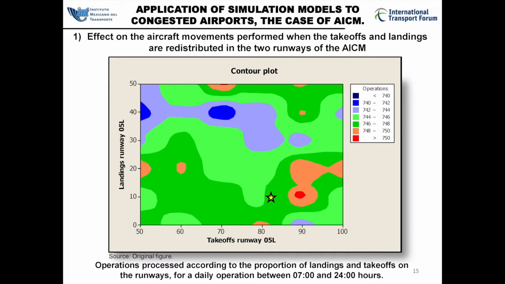The real proportions of takeoffs and landings on runways is marked with the yellow star in the figure. Then, the simulation model result could serve to improve the airport efficiency. I mean, to move from this point to this to increase the operations to the maximum value.